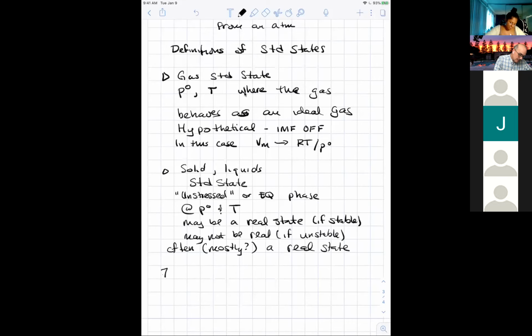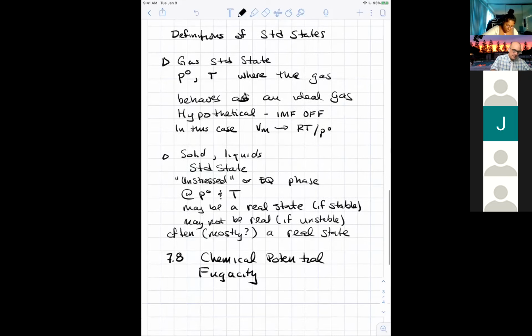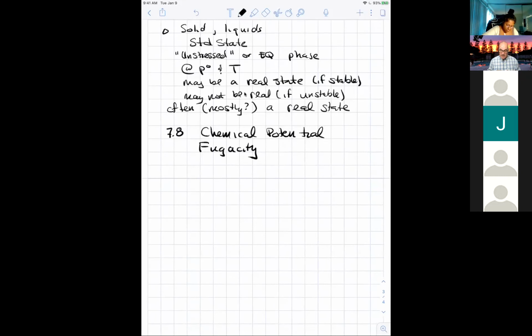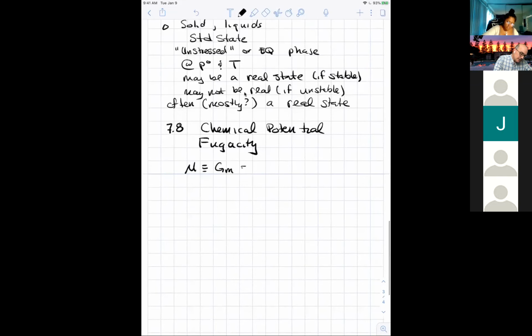All right, so let's now talk about the meat of this lecture today, right? This is chemical potential and something called fugacity. Fugacity is going to be our introduction to non-ideal behavior. So chemical potential has one definition. There's a number of definitions, right? It's the molar volume, right? Which is G over N.